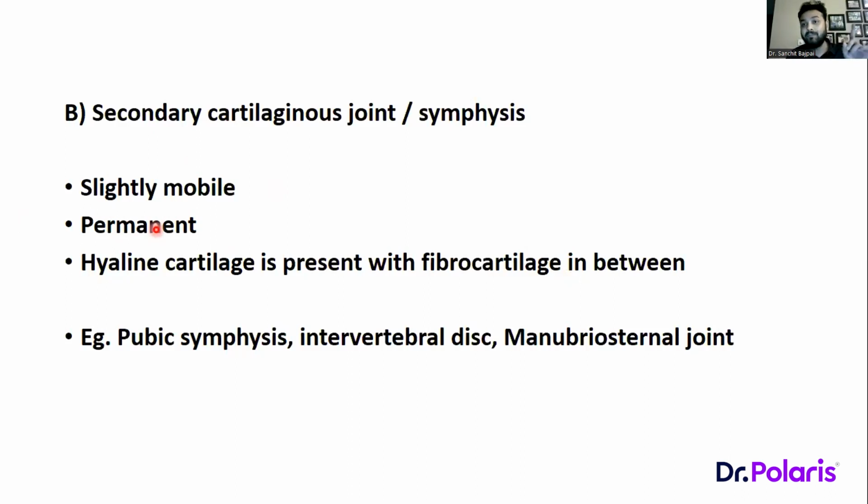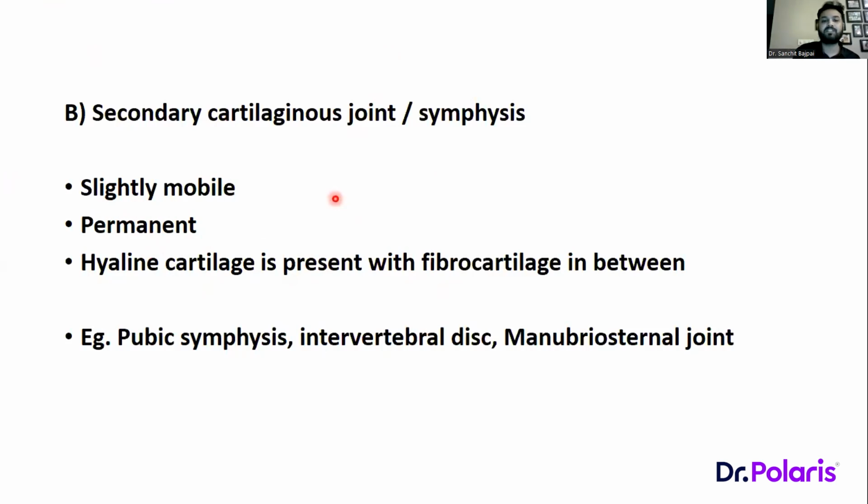So if I say primary, they are temporary. Secondary, they are permanent. Primary, they are immobile. Secondary, they are slightly mobile. Primary, again, hyaline cartilage ossifies with time. Secondary, hyaline cartilage is present and it will persist. There's no ossification that goes on in these particular joints. Correct? Now, what are the types of these secondary cartilaginous joints, also given the name symphysis?